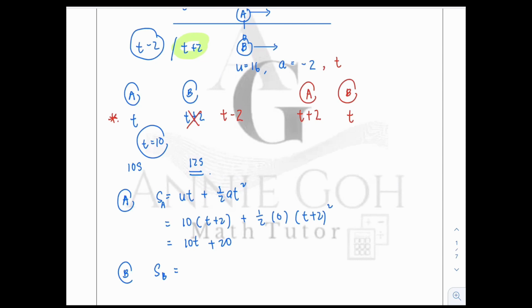UT, the U is 16, the T remains T, plus half, the A is negative 2, and the T remains T squared. And the expression will be 16T minus T squared. Here are the two answers for part 1. Now, let's have a look at part 2.